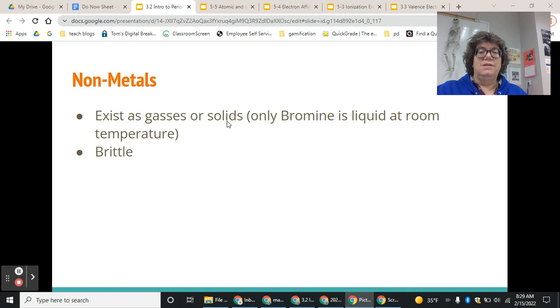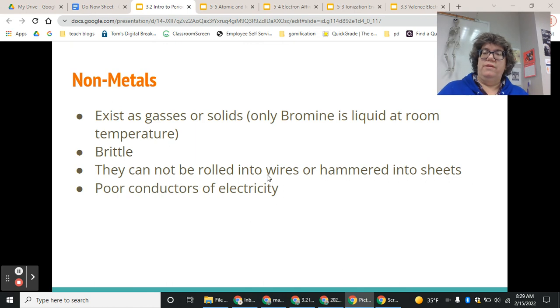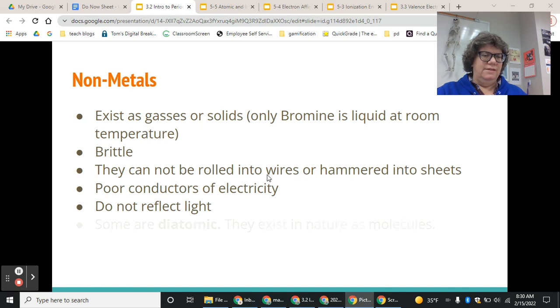They're brittle, which means they will break. They won't bend. You can't shape them into different shapes very easily, so they can't be rolled into wires or anything like that. Obviously, the ones that are gases for sure can't. They're poor conductors of electricity, which is why they are used to make rubber to coat the wires. So when we touch our phone charger, we don't get an electric shock because the electricity doesn't go through the rubber. They don't reflect light. They're not shiny.